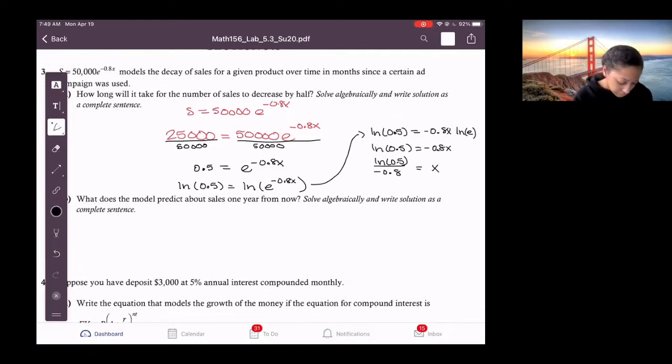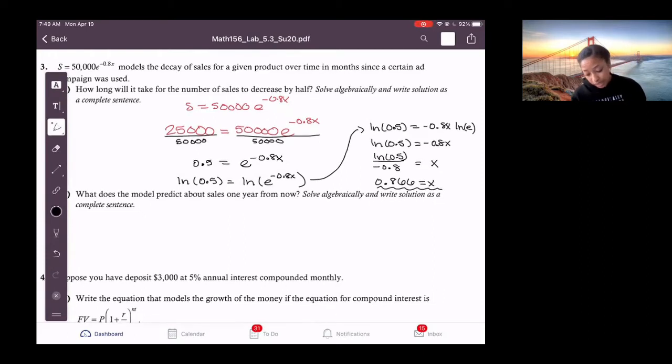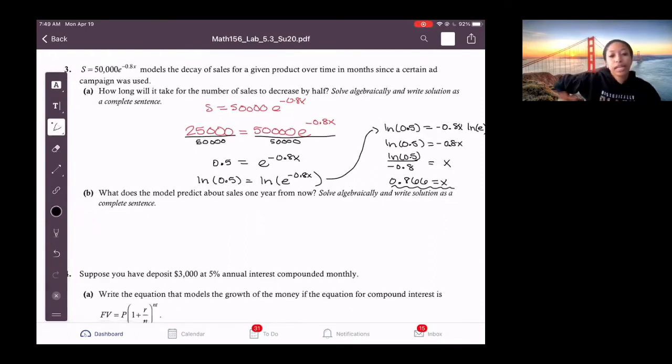And this gives us 0.866. It doesn't say what to round to, but that's okay. So that's our value of x. But this is a word problem, so we can't just say, oh, x is 0.866. We want to write out a sentence that explains what this value actually means.